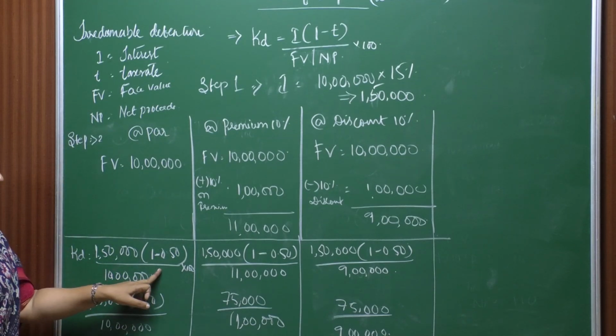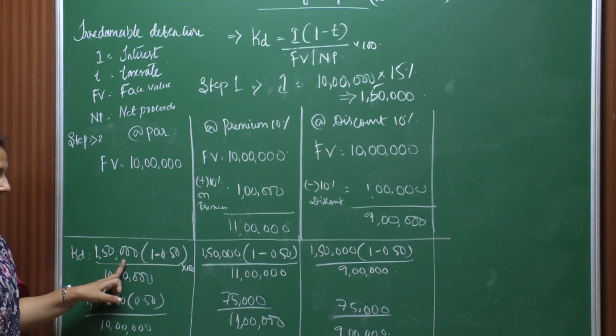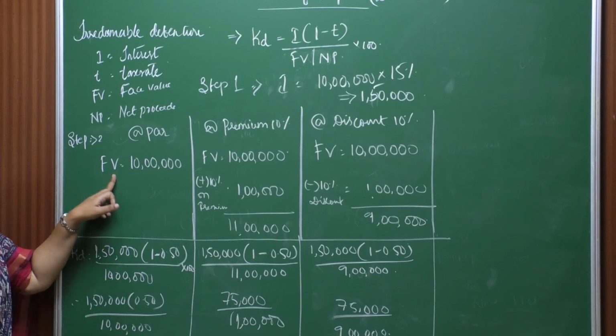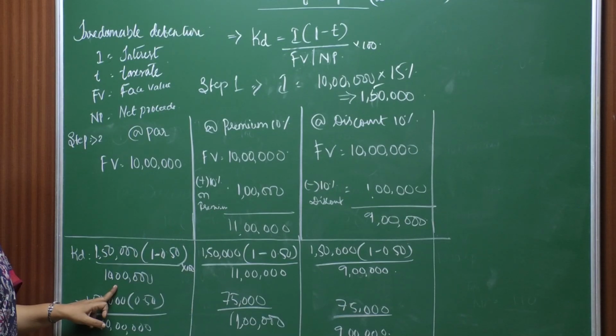Here 1,50,000 into (1 minus tax rate). This is interest, 1 minus tax rate. Since FV, face value, is 10 lakh rupees, we specify it as 10 lakh. So when we calculate, we get a cost of debt of 7.5%.